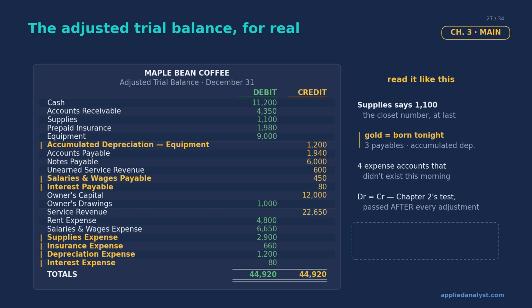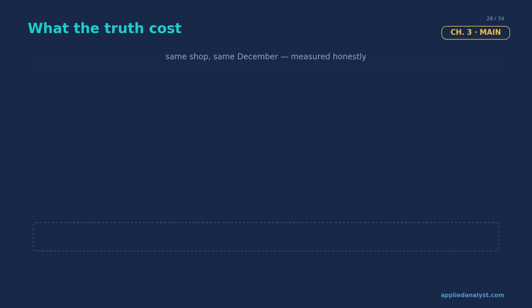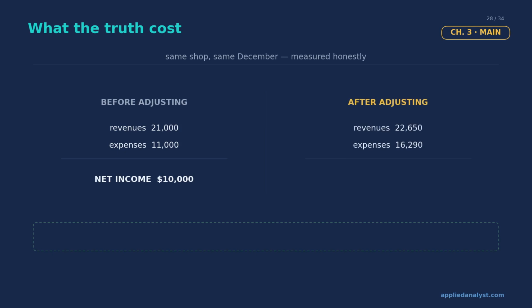From this trial balance, and only this one, we prepare the financial statements. Now the payoff, future CFO. Watch what the truth cost. Before adjusting, revenues, $21,000. Expenses, $11,000. Net income, $10,000. After adjusting, revenues, $22,650. Expenses, $16,290. Net income, $6,360.